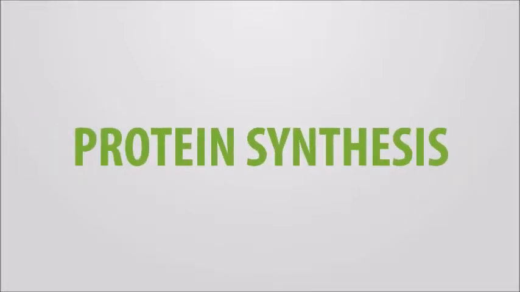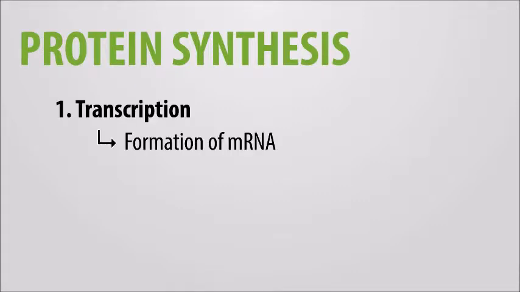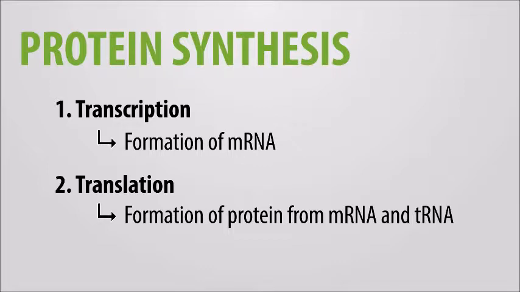We can form different proteins from our DNA by protein synthesis. Two steps in protein synthesis are transcription, which is the formation of mRNA, and translation, which is the formation of the protein from the mRNA and tRNA.